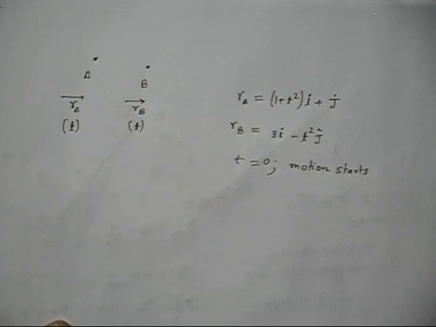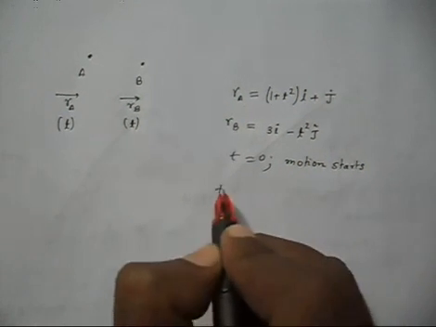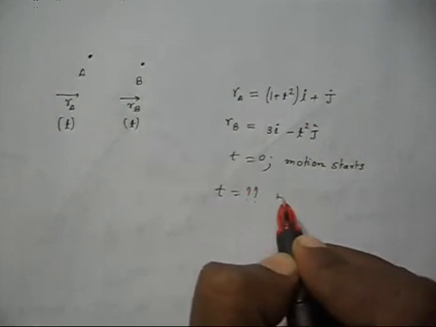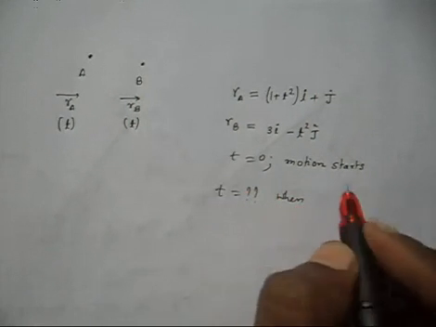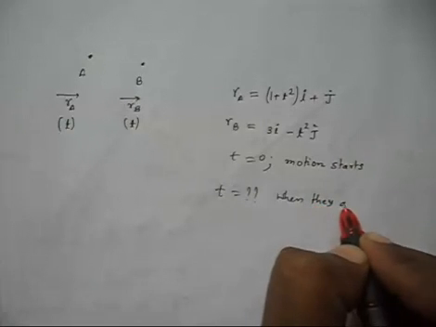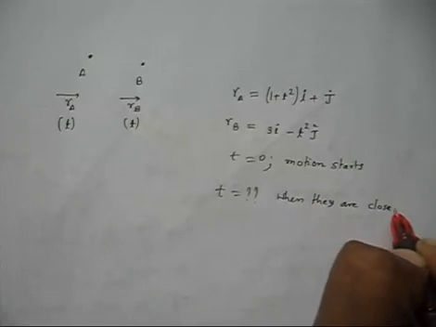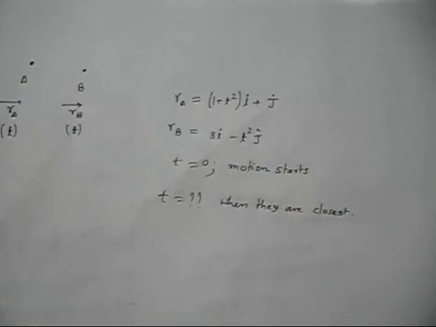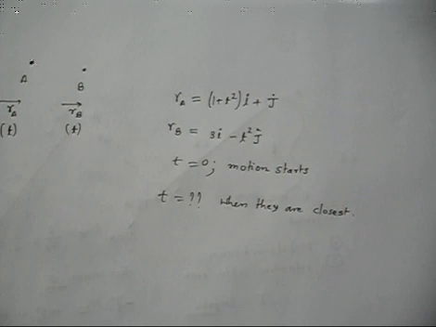We have to find the subsequent time when they are closest to each other. What is the time when they are closest to each other? So we have to find the time when they are closest to each other. So let us see. First find the position vector of A and the position vector of B at any time t. Initial vector is this. Do we have the velocity vector? No, we have to find the velocity vector.